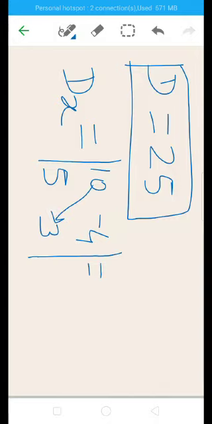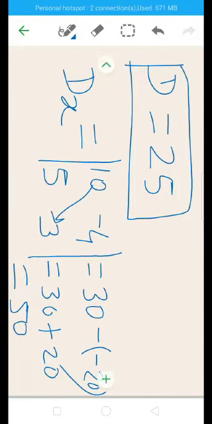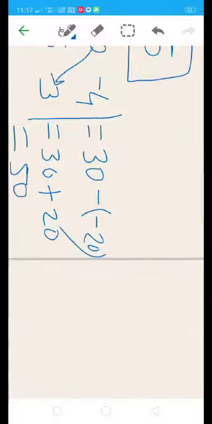10 multiplied by 3 becomes 30, minus 4 multiplied by 5, that is minus minus 20. So 30, minus multiplied by minus becomes plus, 30 plus 20, so your answer is 50. What is the value of Dx? That is 50. D is equal to 25, Dx is equal to 50.